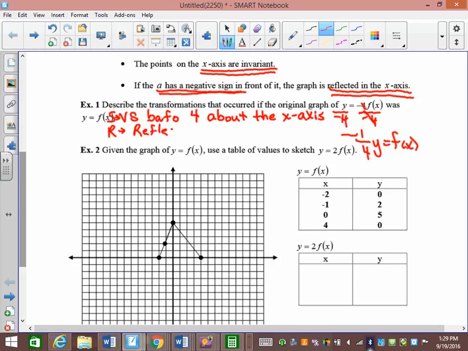Is it just a y for a stretch, or a reflection in the x-axis? Did you say reflection in the x-axis? Did you say reflection about the x-axis? They mean the same thing, in or about. There are no other transformations because you don't have y plus anything, and you don't have x plus anything or x minus anything or y plus anything, right?